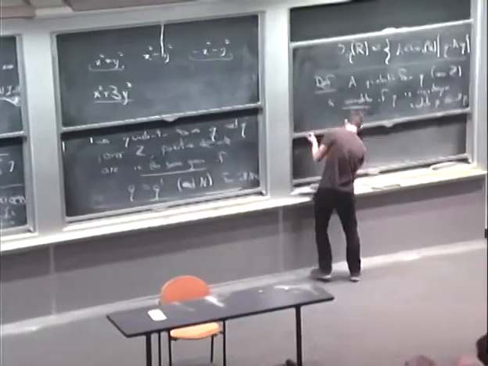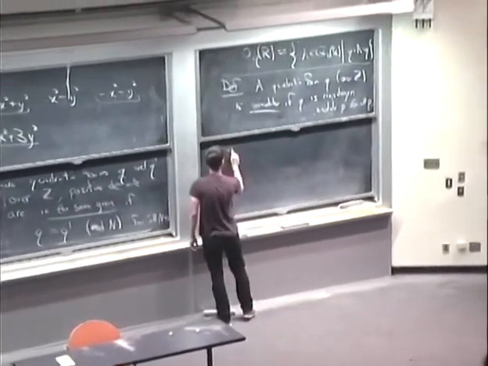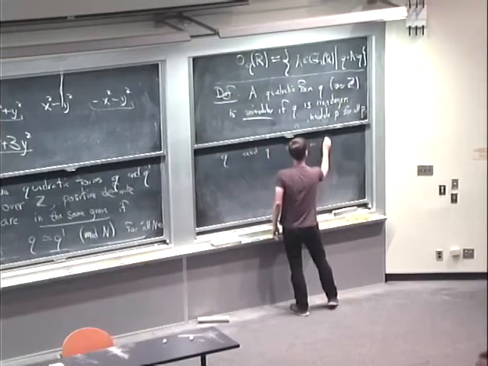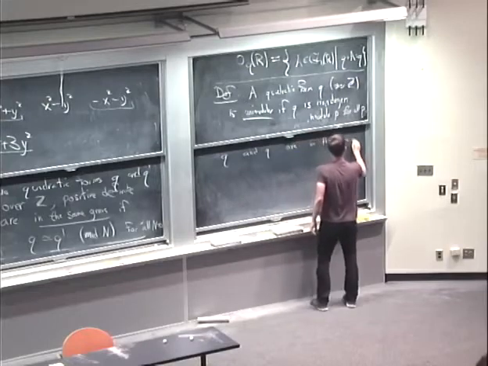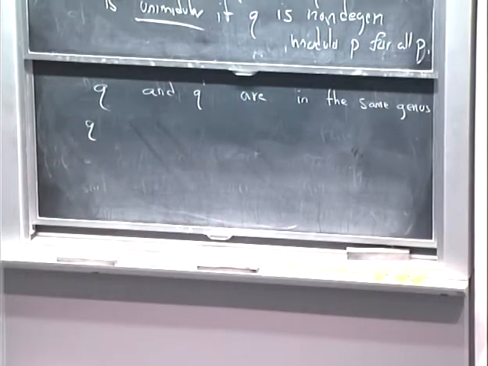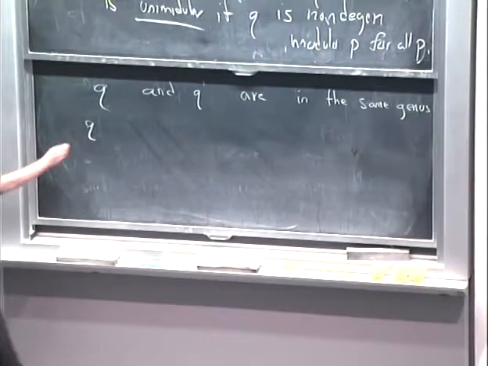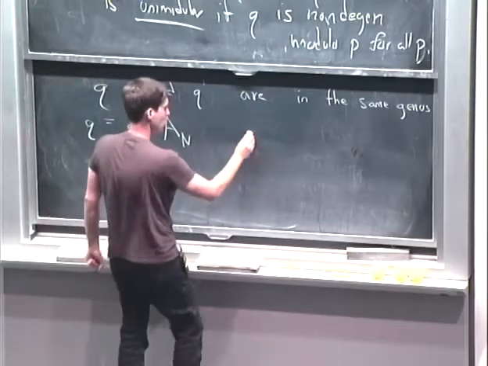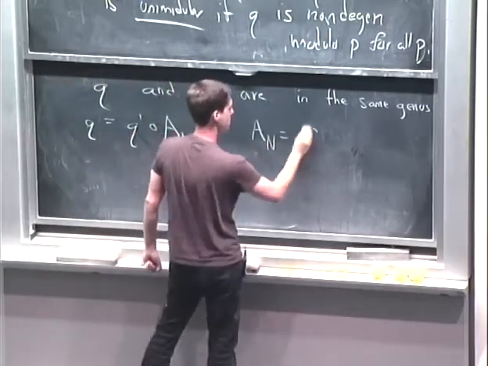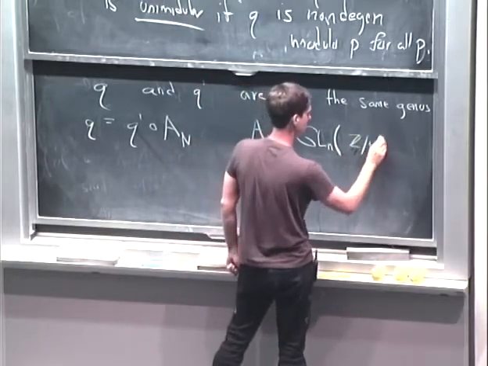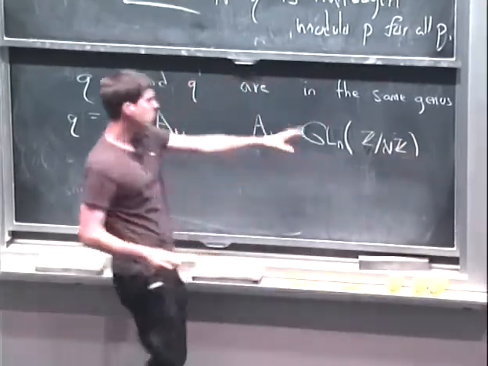So let's suppose that Q and Q prime are in the same genus. So what does that mean? That means that for every integer n greater than 0, Q is equivalent to Q prime modulo n. So I can write Q is Q prime composed with A sub big N, where A sub big N is an n by n matrix over Z mod big N. So here, little n is the number of variables.